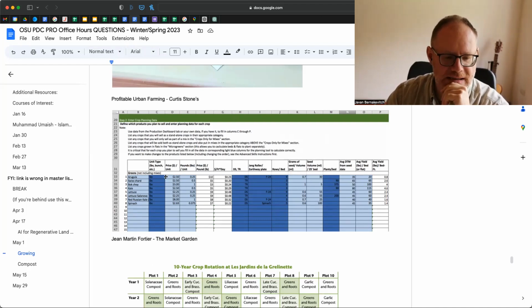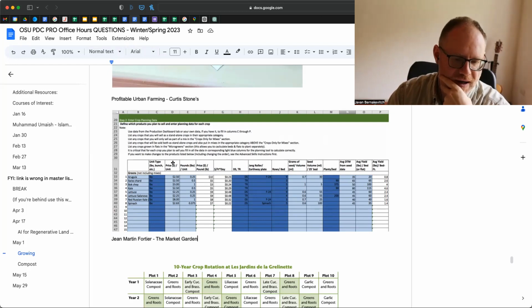And basically this type of data conversation is really useful. So understanding the unit type, is it a bunch or a pound, the price, the price per pound, the dollar per foot per day, which is a really interesting column.